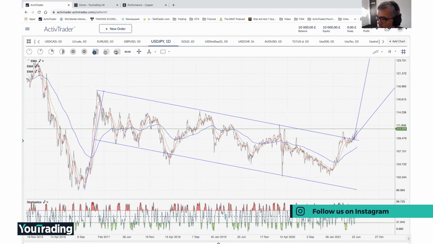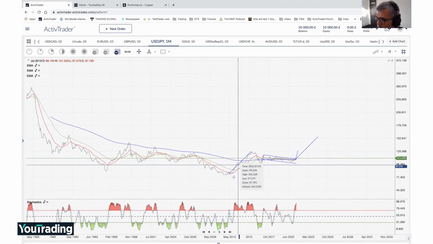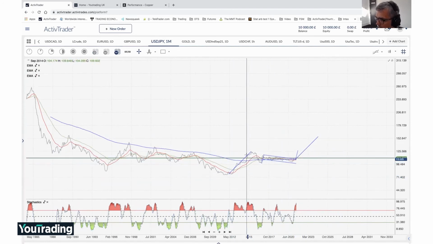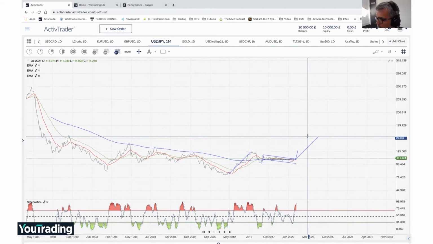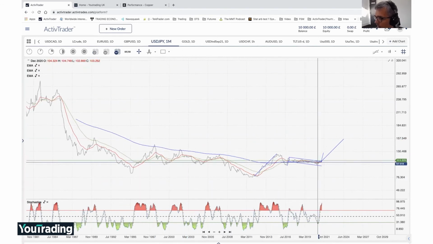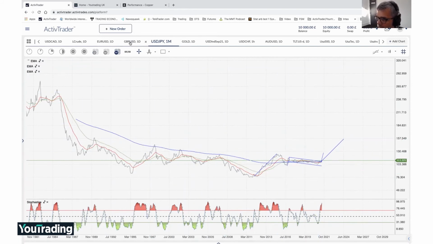And if we move out to a monthly, you can see that this move here was the first impulsive move, then a big correction, and then ultimately, if that was to be a measured move higher now that we've broken out, we'd be at 156. A long way off, obviously, but that's the potential for the dollar versus the yen.